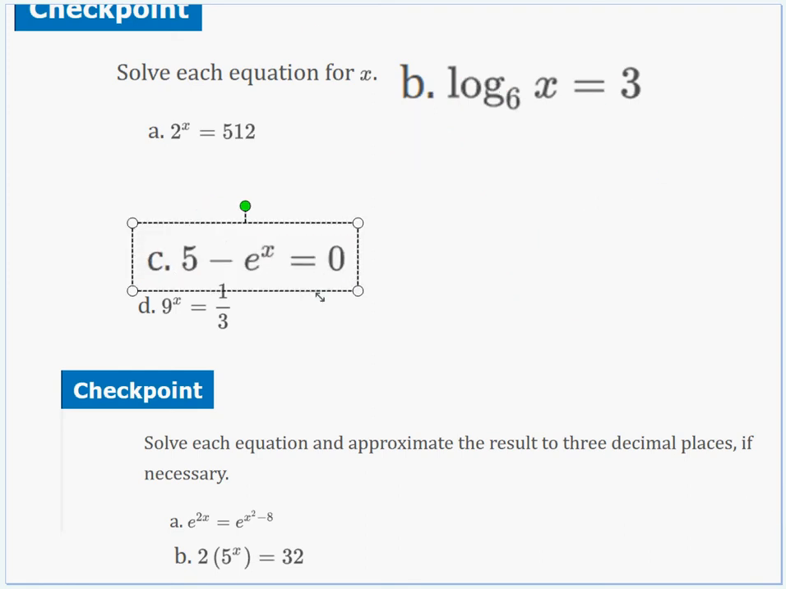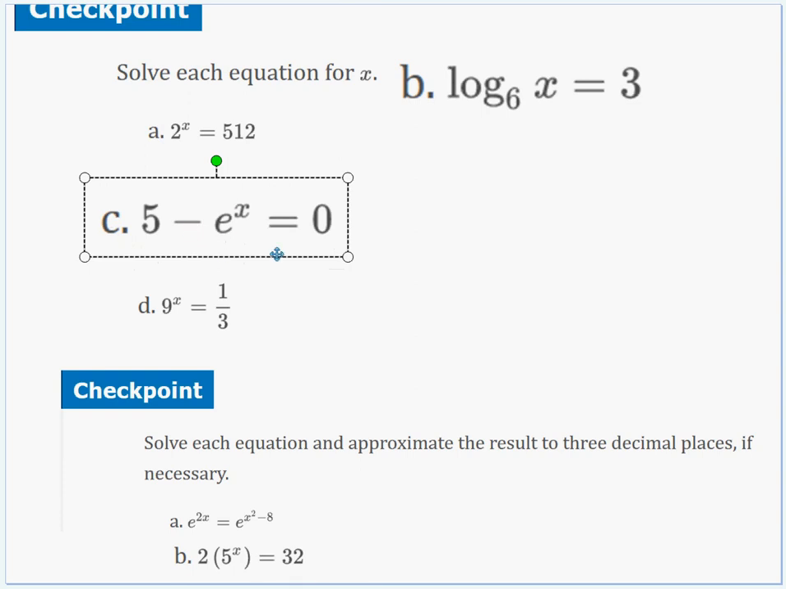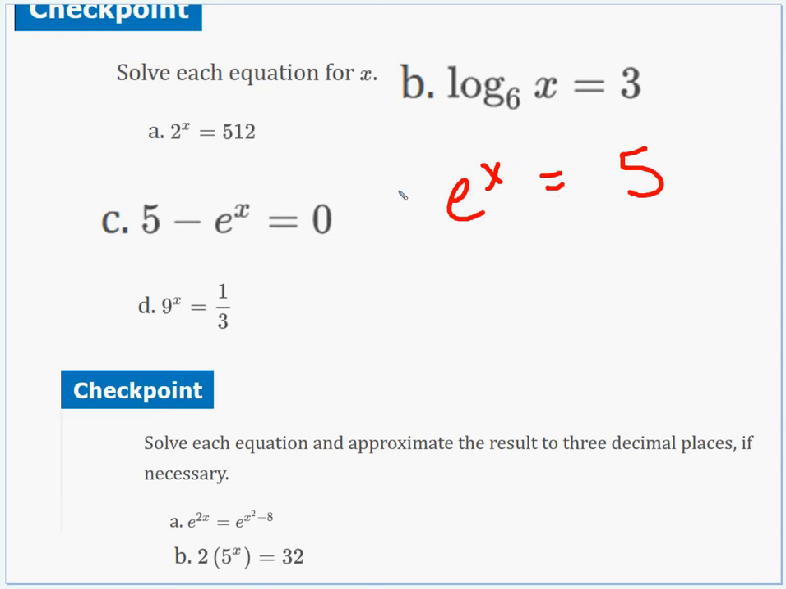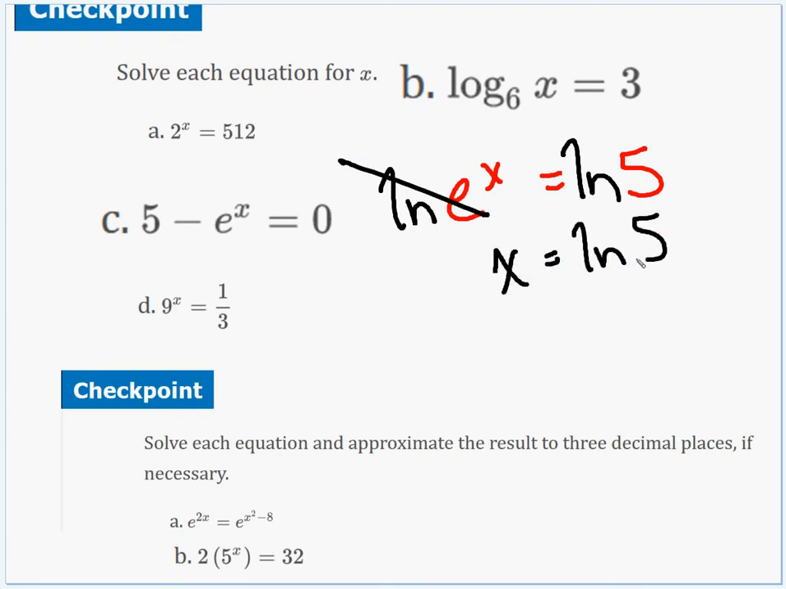Letter C. The first thing I would do is add e to the x to both sides. So now we've got e to the x is equal to positive 5. Let's get rid of that base e with a natural log. We'll nat log both sides. So now we've got x equals the natural log of 5. And the book just left the answer like that. We could get a decimal, but I like the exact answer a little better.